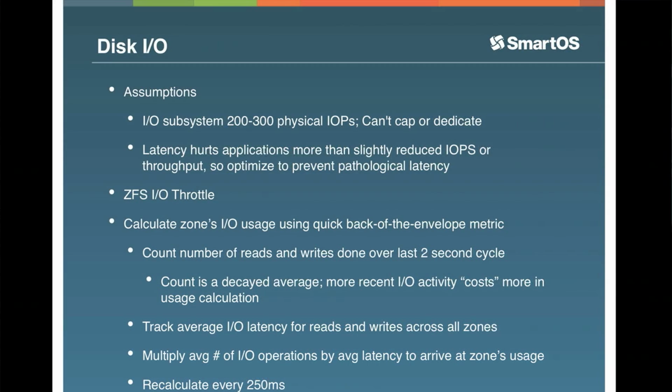In order to do a throttle on I/O, the first thing we have to do is understand each zone's I/O usage. Running through, you can see the summary there. Basically, we're tracking, using a decayed average, how many IOs each zone is doing. Then we keep track of the overall latency for all of the I/O across the whole system. By multiplying that together, we can get a quick, very inexpensive measurement of what the usage is for each zone.